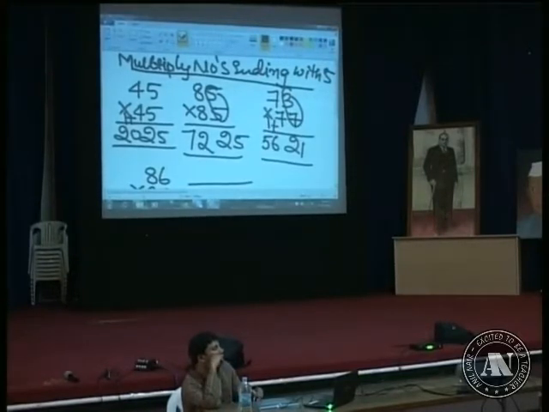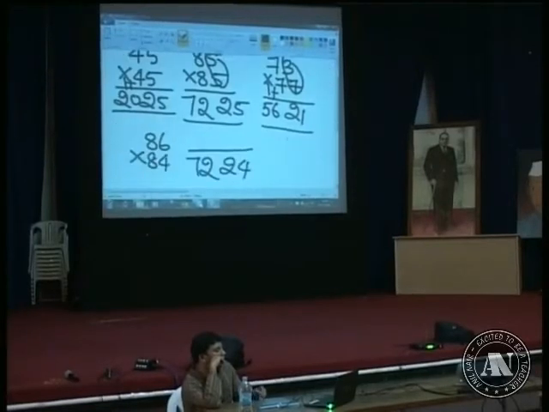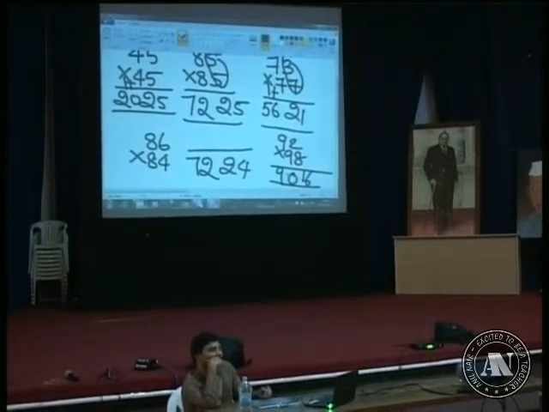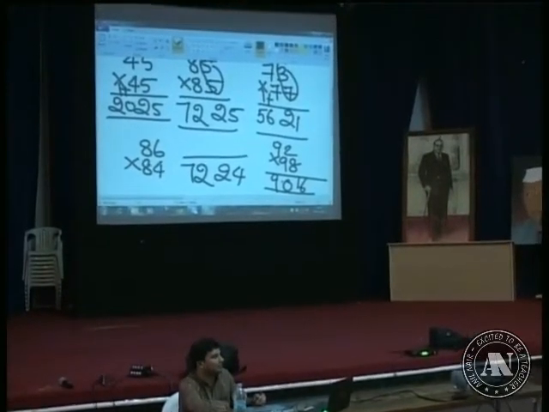Right? Now, please tell me the answer for 92 into 98. What is the answer? 8 2s are 16 and 9 9s are 90. Agreed? Let us increase the level. Let us move from level 1 to level 2.